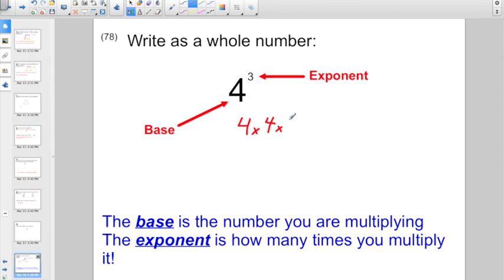And you can't multiply 3 numbers together all at once. You have to multiply 2 of them, get a product. 4 times 4 is 16. And then go and multiply that by the next number. 16 times 4 is going to give us 64. Do not multiply the base and the exponent together, please.